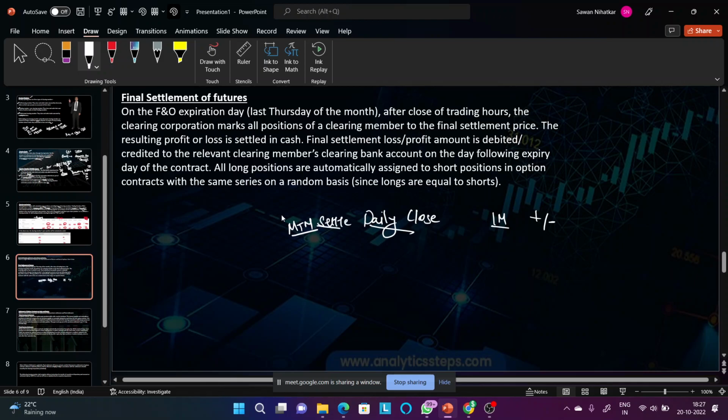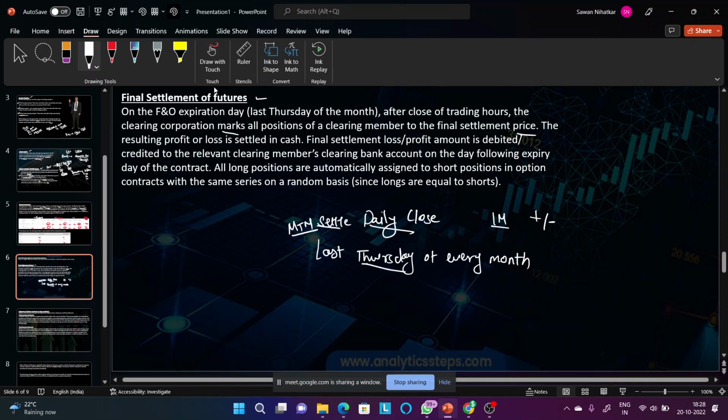Now moving forward, we also have something which we call a final settlement. So what exactly is final settlement? As we discussed, there is a last Thursday of every month. So the last Thursday of every month is going to be the expiry date for our futures contract. So FNO expiration day is last Thursday of the month, and after close of the trading hours, the clearing corporation marks all the positions of a clearing member to the final settlement price. The resulting profit or loss is settled in cash.